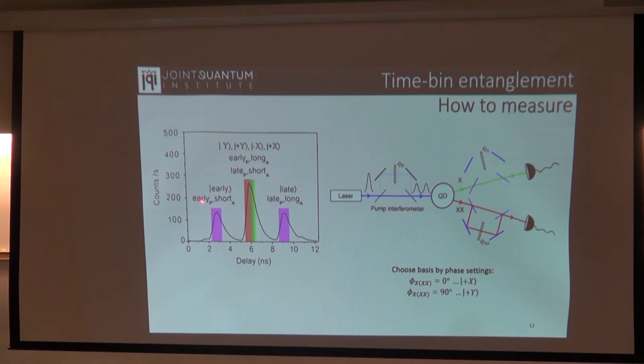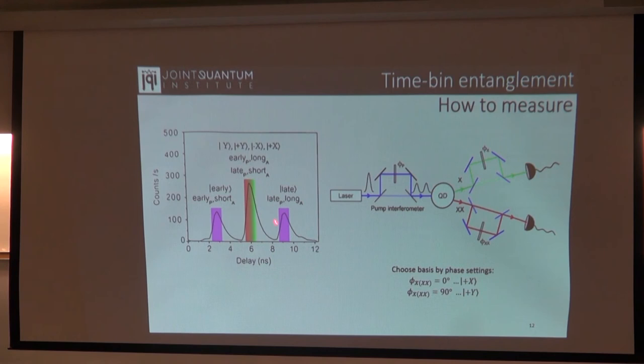It always ends up in this bin. So we know all the photons that end up in this bin are our early projection, because they always come from the early pump pulse. Now, if it was created by the late pulse and it also takes the long analysis path, it ends up here, and we know this is always our late projection, because it is only possible to end up here if it was created from the late pulse.